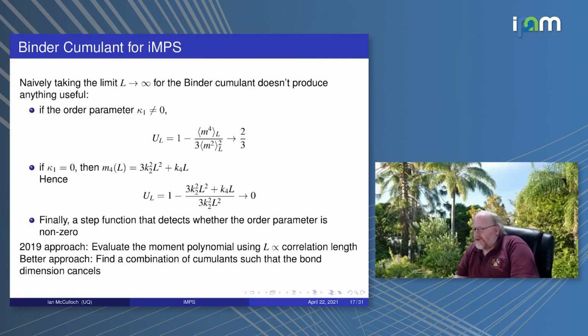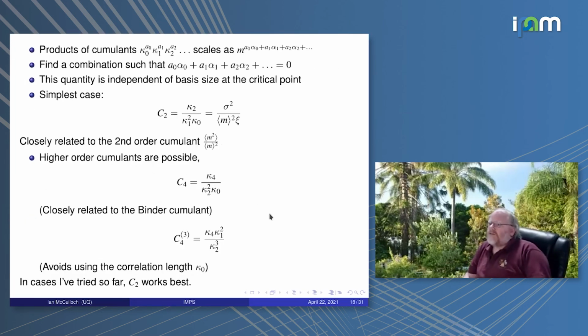But there's actually a better approach that we came up with since then, which is far more in the spirit of the original Binder cumulant, which is to simply find a combination of cumulants such that the bond dimension cancels from our expression. So if we calculate some arbitrary product of the cumulants, kappa naught to some power a naught, kappa 1 to the power a1, and so on, then that scales with the bond dimension as the power times the corresponding alpha exponent. So we just find a particular combination such that that exponent in the end is 0, and then that kills off the dependence on the bond dimension.